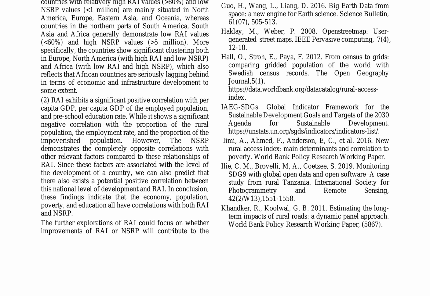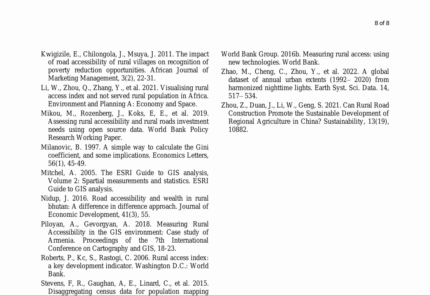The paper provides a comprehensive framework for understanding rural accessibility and its implications for sustainable development, highlighting the importance of considering both RAI and NSRP indicators when evaluating rural accessibility. The paper discusses the impact of road accessibility on rural villages, highlighting the importance of the Rural Access Index, RAI, as a key development indicator. The RAI can be measured using new technologies like satellite imagery and machine learning algorithms, essential for understanding spatial inequality and its relationship with economic development, particularly in rural areas.